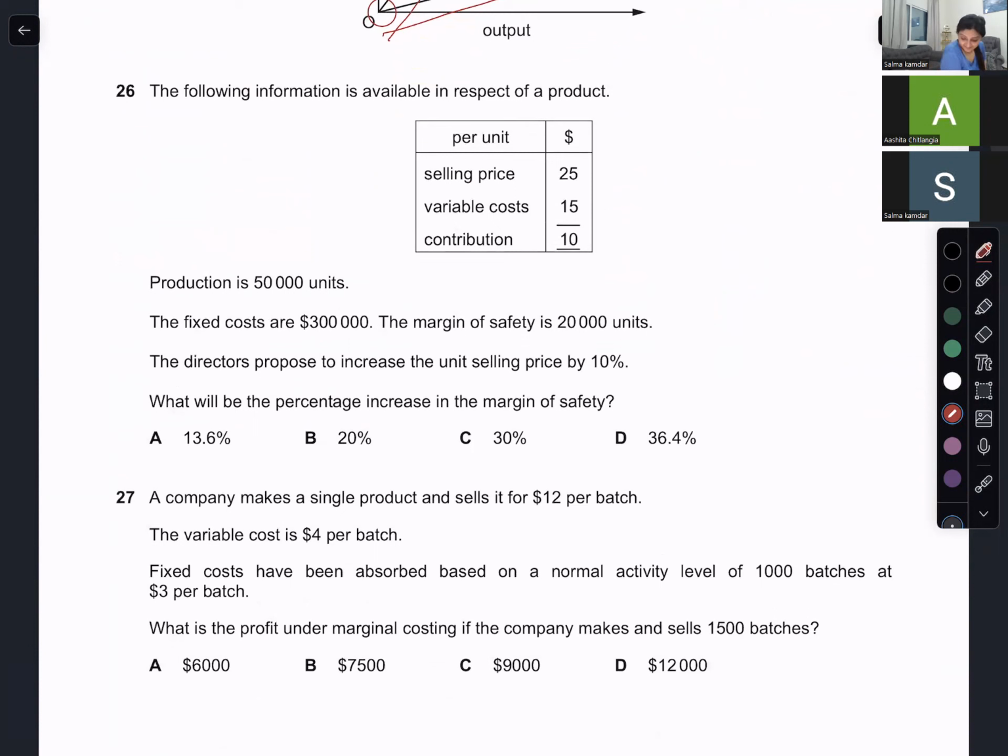Come on, 26. What do they want? Percentage increase of margin of safety. Okay, margin of safety is what? Actual minus break even. How do you get the break even sales? Fixed cost divided by contribution per unit. Come on, tell me the break even sales.